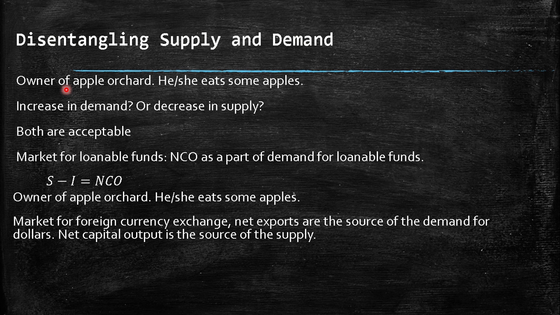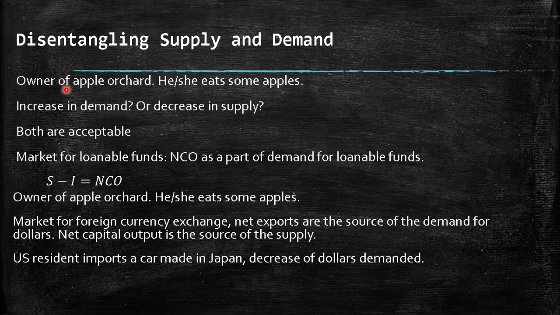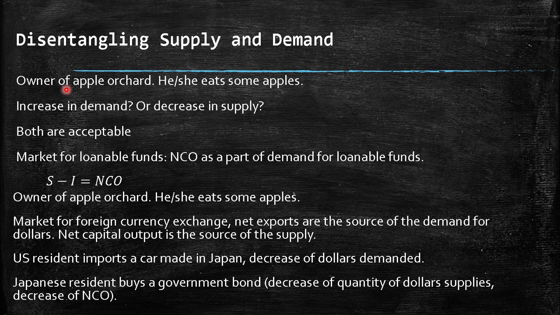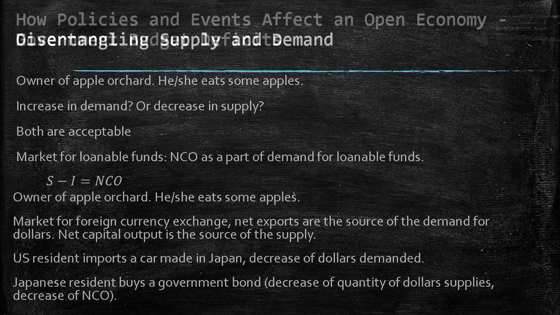In the market for foreign currency exchange, net exports are the source of demand for dollars, and net capital outflow is the source of supply. Then, for example, if a US resident imports a car made in Japan, then there is a decrease of dollar demand, because now we are acquiring another good. Or a Japanese resident buys a government bond, then a decrease of the quantity of dollars supplied. So then this is a decrease of the net capital outflow.